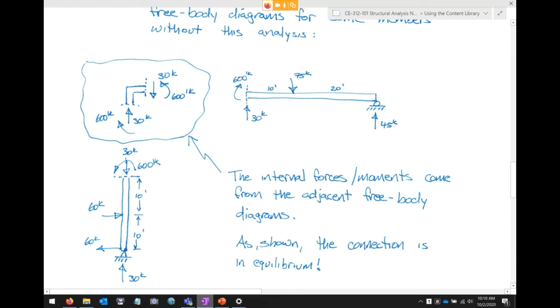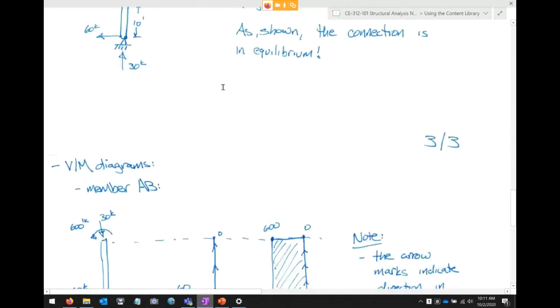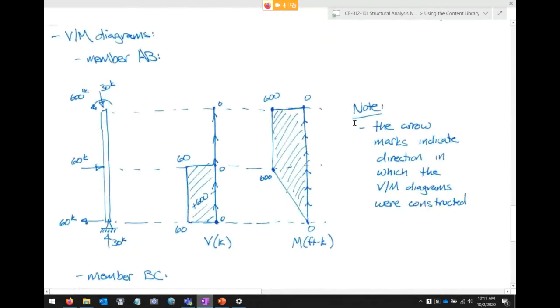And then once I've got all my forces written down, I take a look at the joint and see, is the joint in equilibrium? And you can see that it is. 30 up, 30 down. 600 foot kips acting clockwise, 600 foot kips acting counterclockwise. So the joint is in equilibrium. And then once you've determined that, the shear and moment diagrams are not all that complicated. You just draw them over to your side.